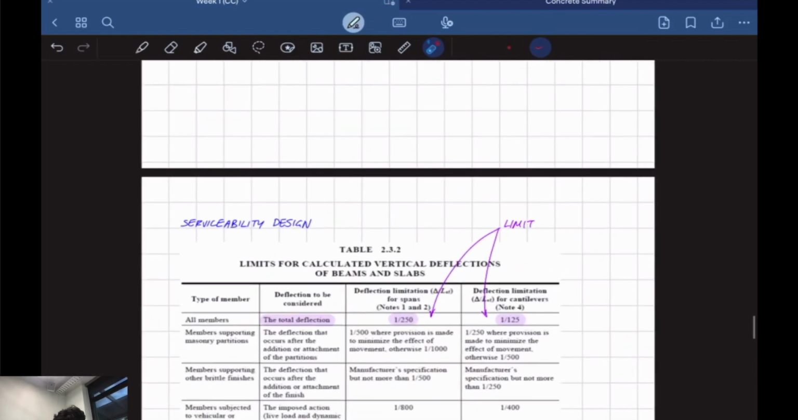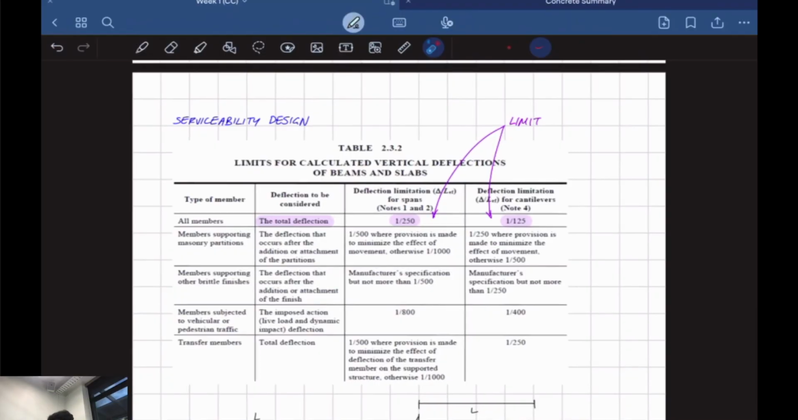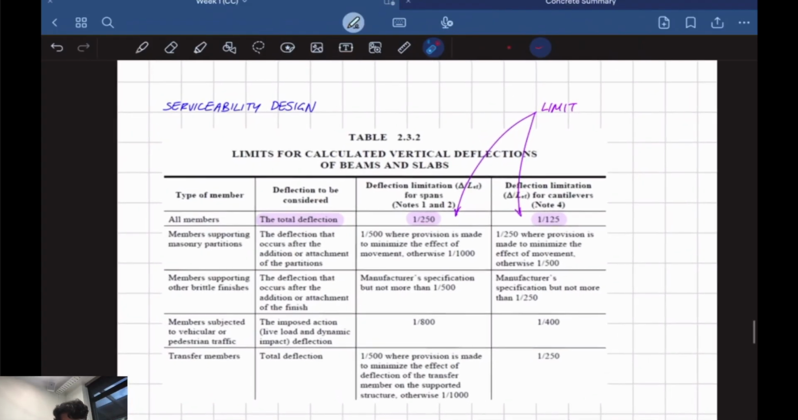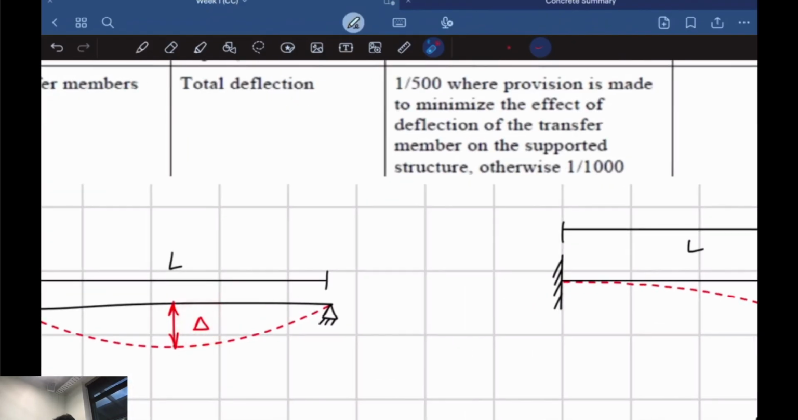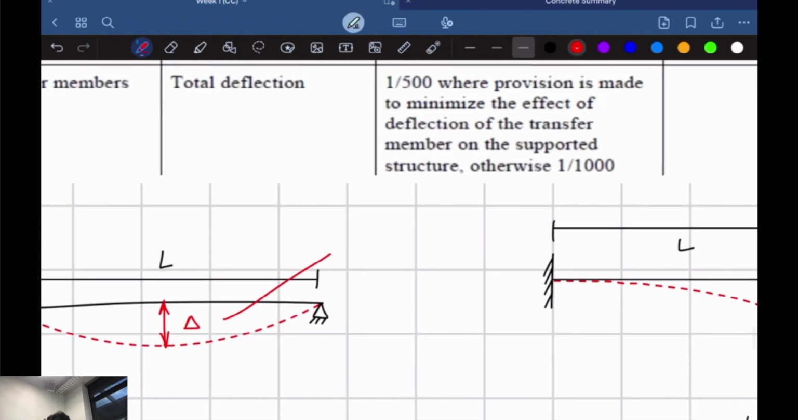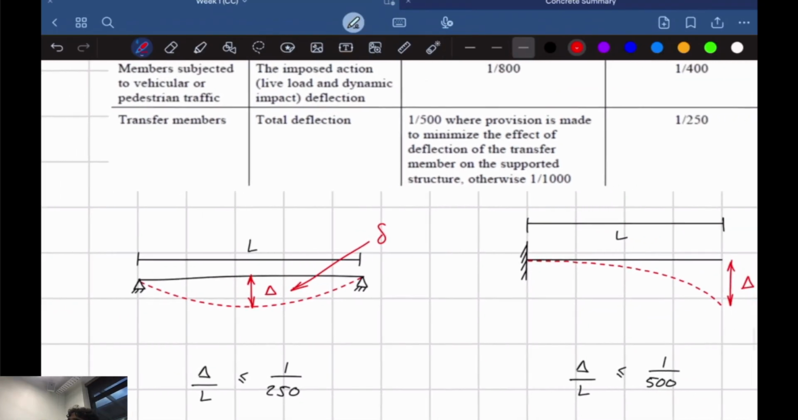Serviceability. So this is also from the standards. This is a design table, the table full of our limits that we're going to have to calculate for. So pretty much the basis of serviceability is your beam or your structure, whatever, it's gonna deflect a certain amount. That's the deflection thing. It's usually this delta. And based off that, we're gonna have to compare it to what's given to us in the standards, right? And make sure that it's below the limit.